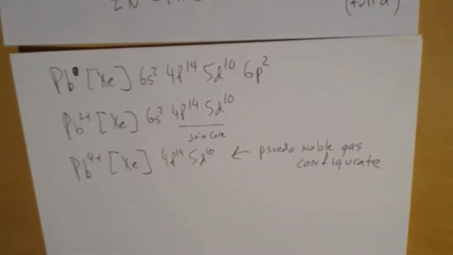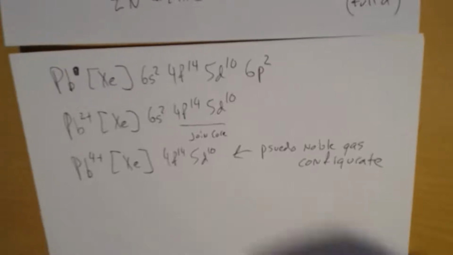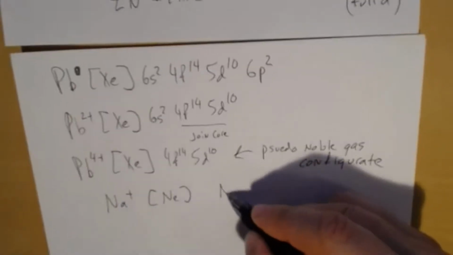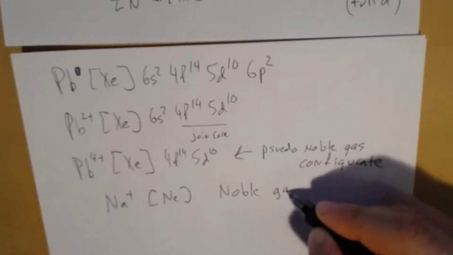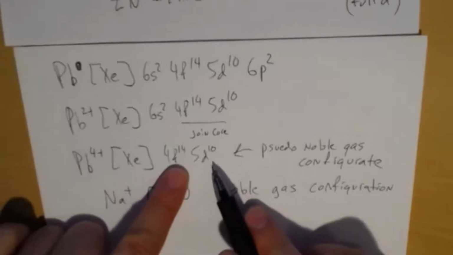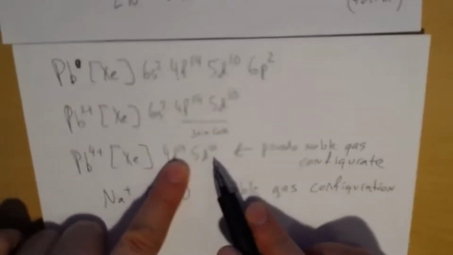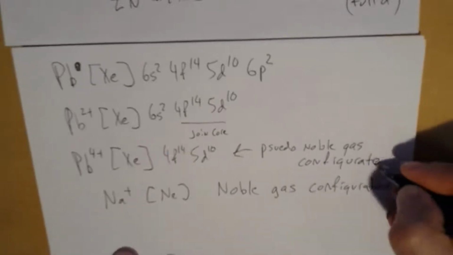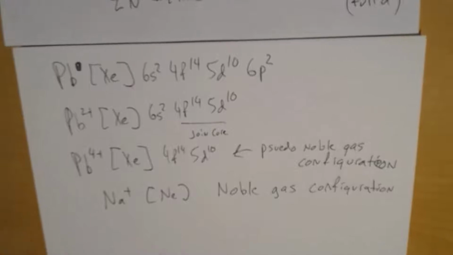Because the main group elements will get a full, like sodium gets sodium plus. Let's do sodium plus gets to be neon. That is essentially noble gas configuration. Lead can't get noble gas configuration because it would have to remove another 24 electrons. So lead gets something that's quite stable called pseudo noble gas configuration. Okay, so that's ions in a nutshell, right?